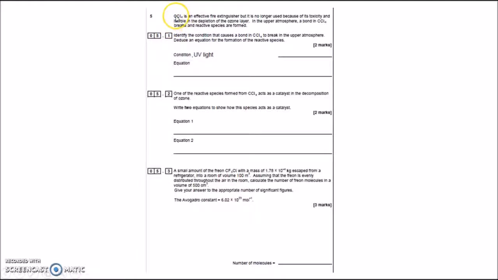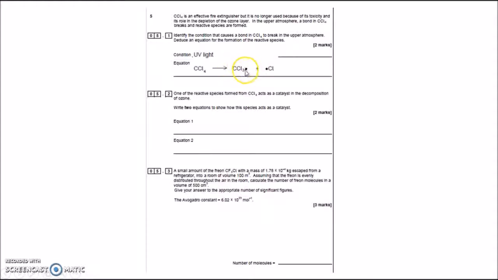The equation, well, in CCl4, one of the bonds between the C and the Cl breaks, and there's a pair of electrons in that bond that's forming a covalent bond. Between the C and just one of the C to Cls, the pair of electrons separate, and one electron goes onto the Cl as the bond breaks, and the other electron goes onto the C. Now that's come from the mark scheme.